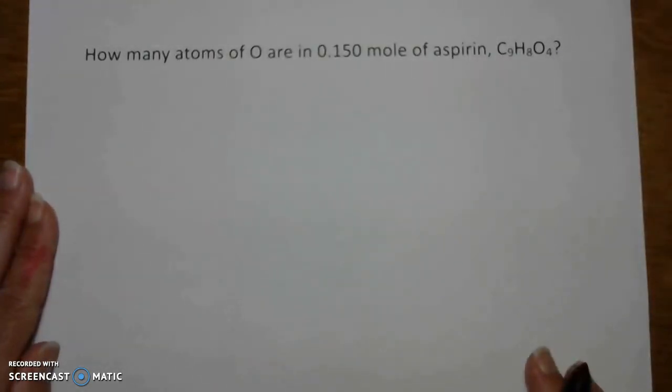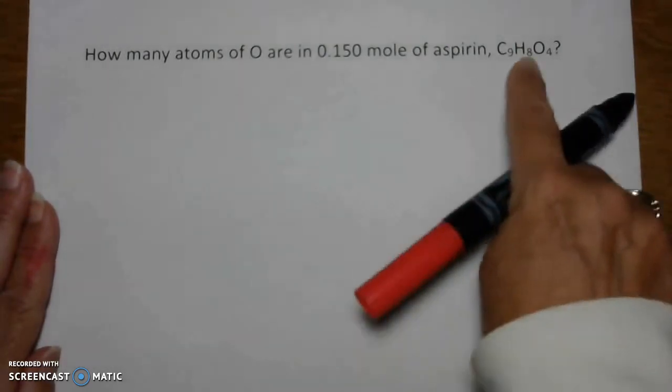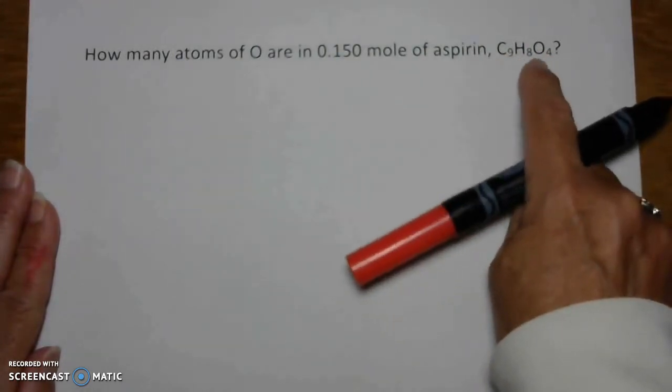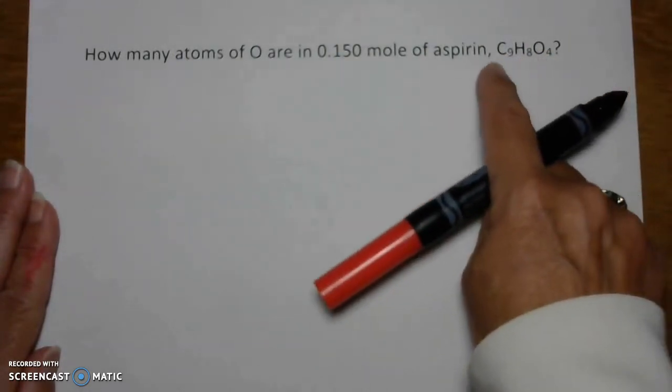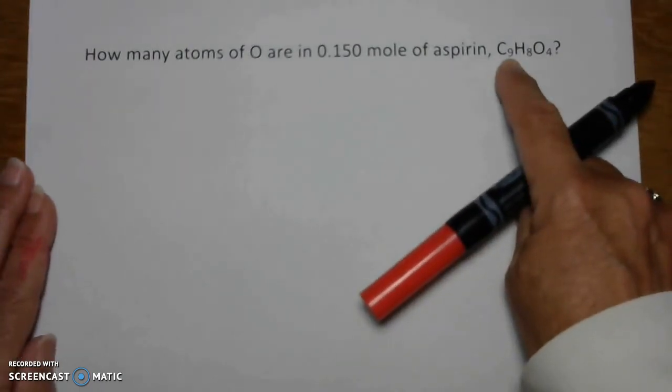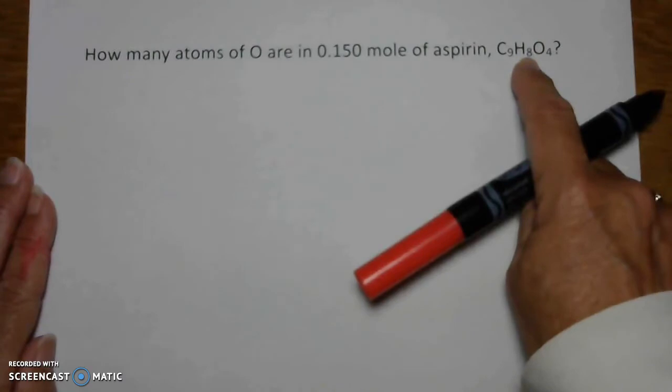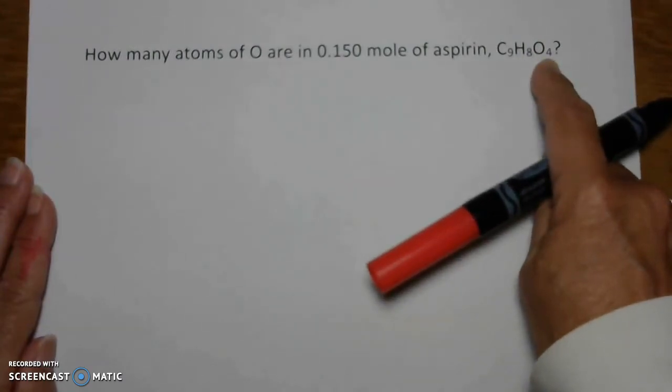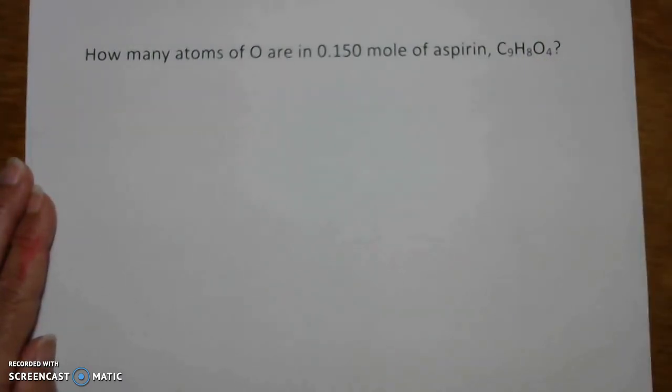It's a little more complicated because it's asking us how many atoms of oxygen are in 0.150 moles of aspirin. And then they conveniently give us the formula for aspirin. We can see from the formula here that each aspirin molecule has 9 carbons, 8 hydrogens, and 4 oxygens. That's going to be important.